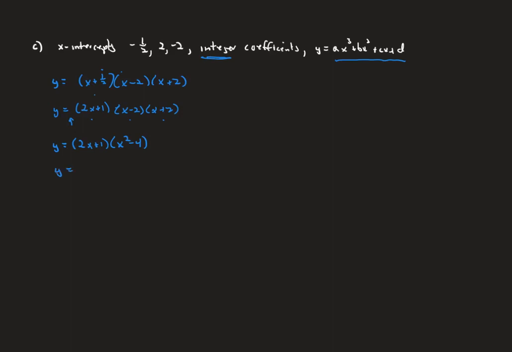And so now when I multiply this out, we're going to get a 2x cubed. So there's our x cubed term. We're going to get an x squared. We will get minus 8x, and we'll also get a minus 4. And that is our polynomial with integer coefficients that has x-intercepts negative a half, 2, and negative 2, and is in the form that we were directed. All right, very good. This is a start.